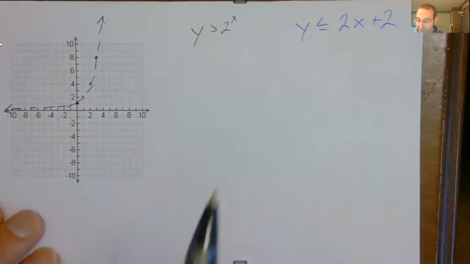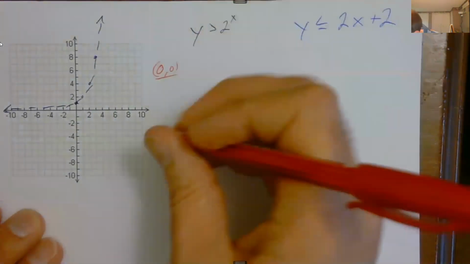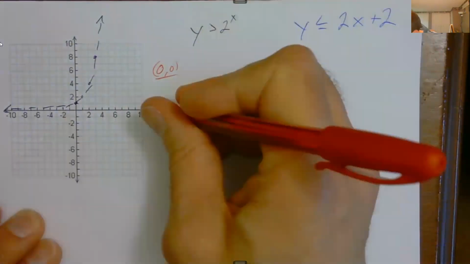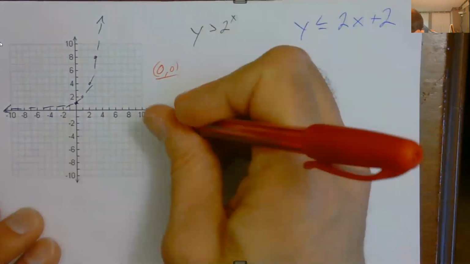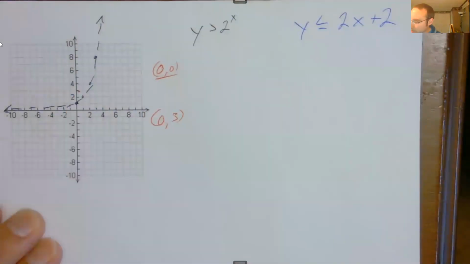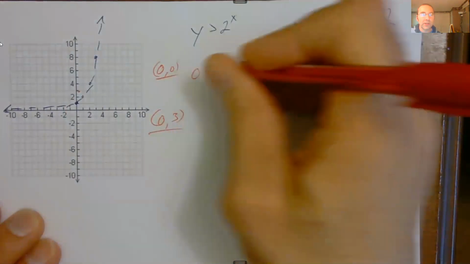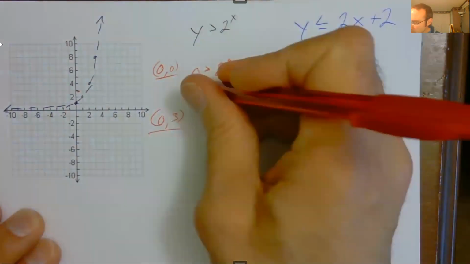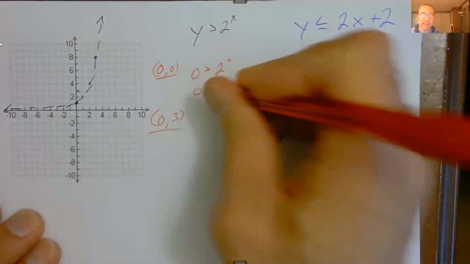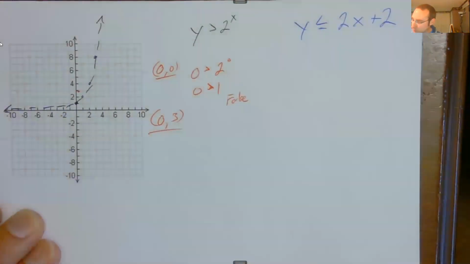Now I need to pick some points to test out. I'm going to try 0, 0. And I don't know, the point 0, 3 looks like that might be easy to try. There's 0, 3 right there. So when I plug in 0, 0, I get 0 is greater than 2 to the 0. And 2 to the 0 is 1. Is 0 greater than 1? Nope, that's false.